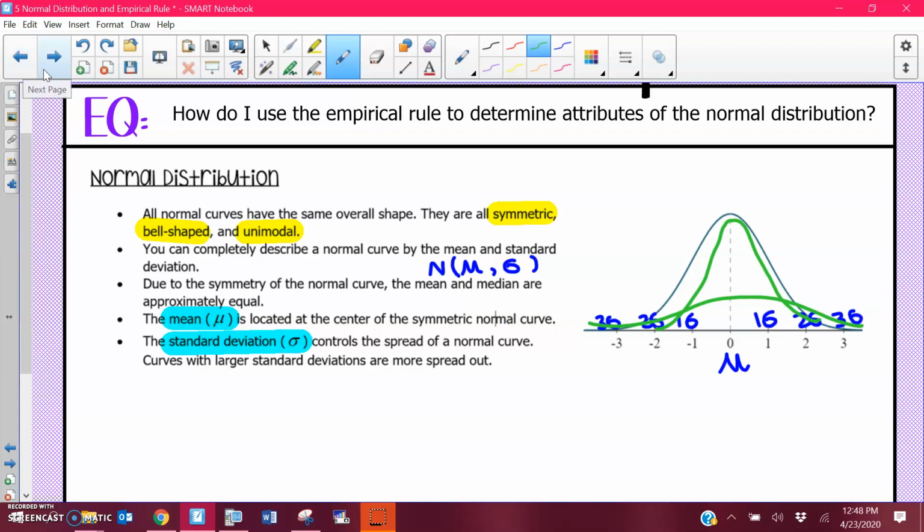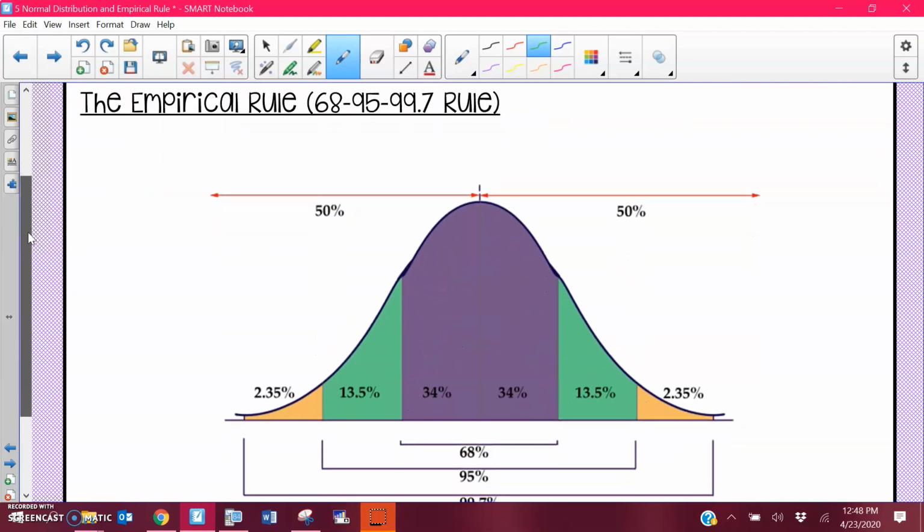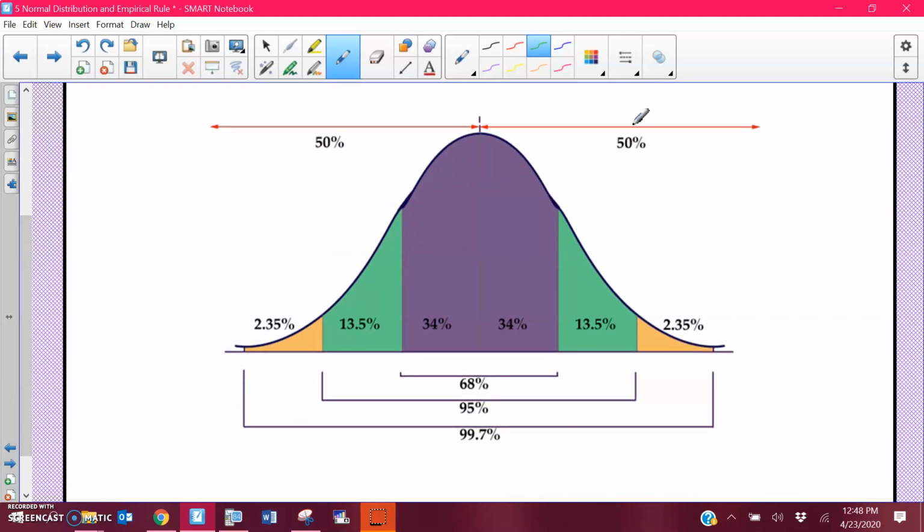So let's talk about that empirical rule that I said was super important. The empirical rule states that 68% of your data, of a normally distributed set of data, is going to be within 1 standard deviation of the mean. So this middle line that's really hard to see, that's going to be my mean. So 68% of your entire data falls within 1 standard deviation of the mean.